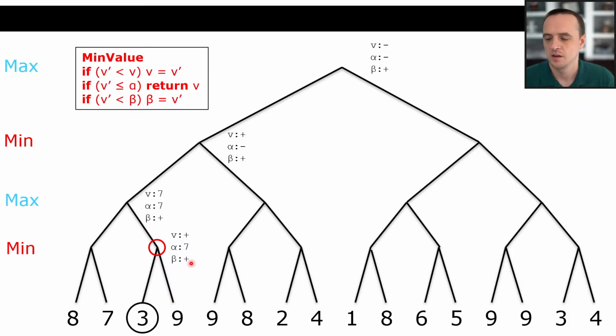So now we get to a terminal node and we're looking at the min value. It says, is this value, v prime, which is 3, less than v? Well, v was positive infinity, so yes.